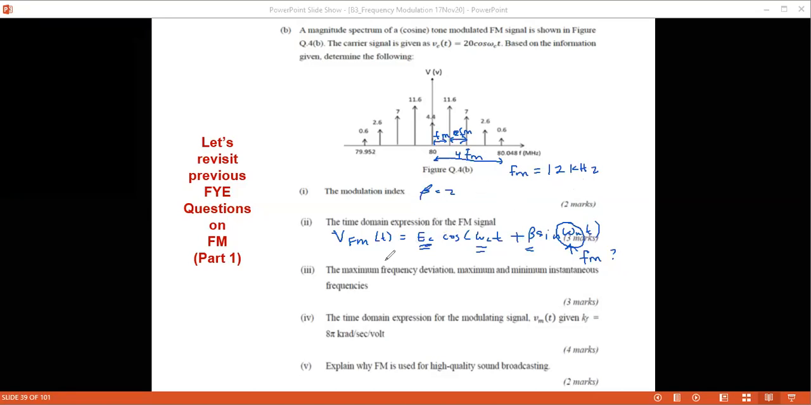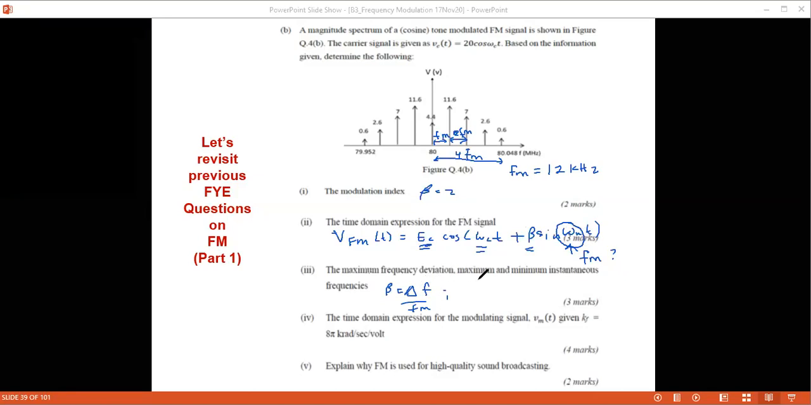So we have already all the values, we just substitute the values inside the equation: the EC, omega C, beta, and also omega M. Okay, so the maximum frequency deviation, delta F. We know that beta is equal to delta F divided by Fm. Since we know already beta and Fm, we can find the delta F.